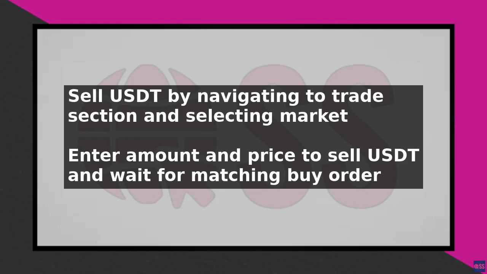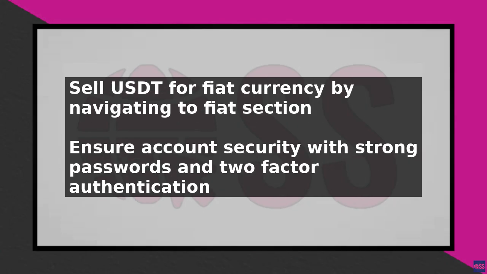In addition to selling USDT for other cryptocurrencies, you can also sell it for fiat currency on the Blofin platform. To do this, you need to navigate to the Fiat section of the platform. Select the USDT market you want to trade in, and then enter the amount of USDT you want to sell and the price at which you want to sell it.